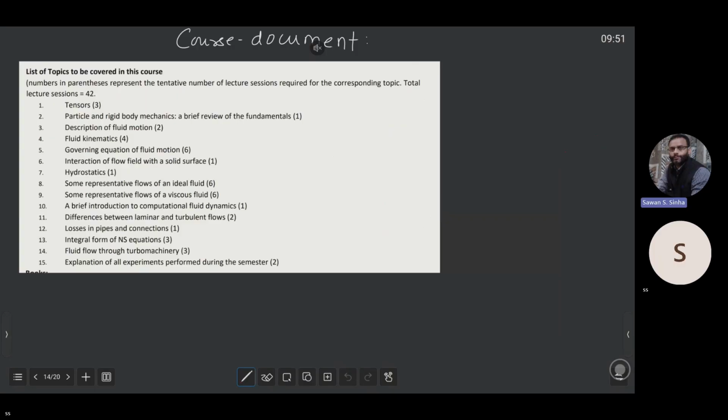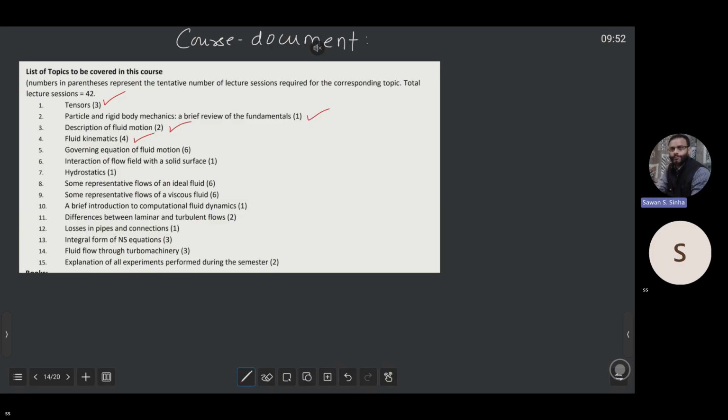I take a pause and I want to check how we are doing as far as the topics are concerned in this course. This is a part of the course document I shared with you, and it is on Moodle right now. Tensors we have completed. Particle and rigid body mechanics brief review we have completed. Description of fluid motion completed. What topics did we cover under this heading? Molecular description, continuum description, and within continuum, Lagrangian, Eulerian, all that was here. Fluid kinematics is essentially this rate of deformation and angular velocity, etc. that we have covered.